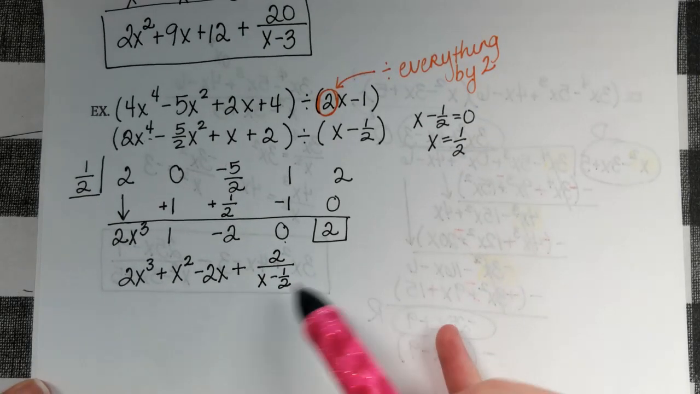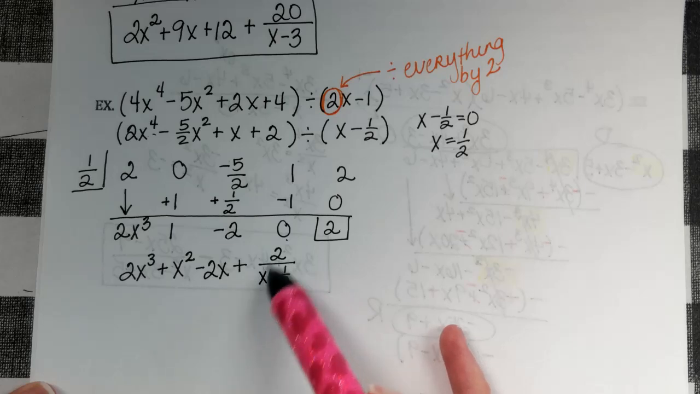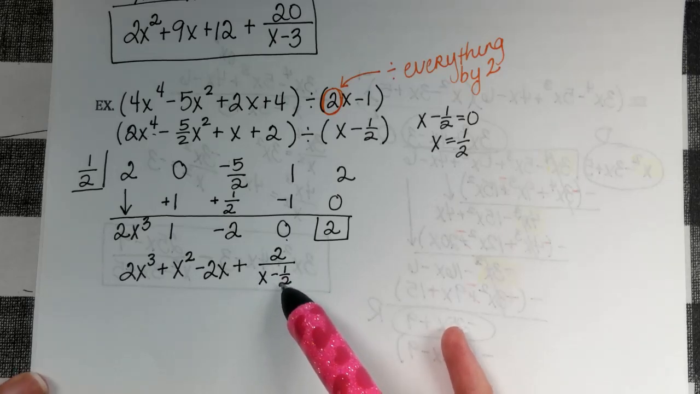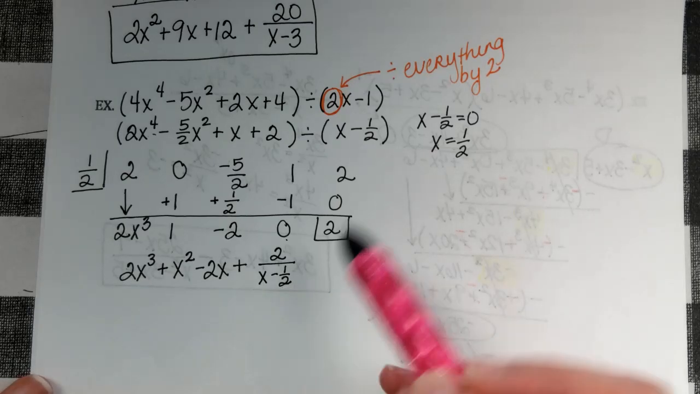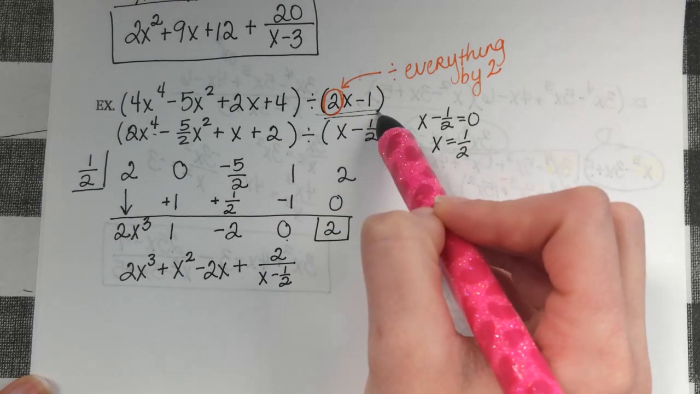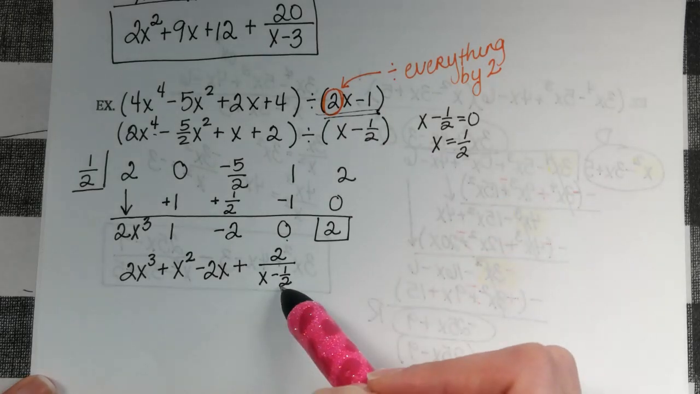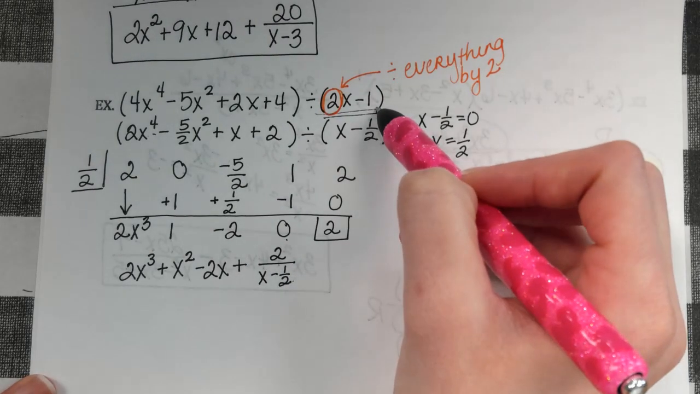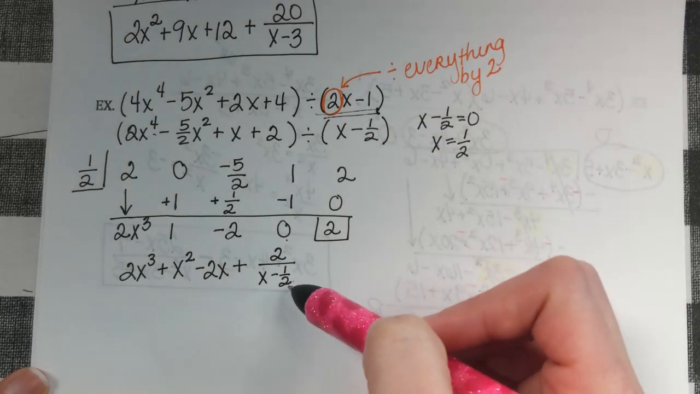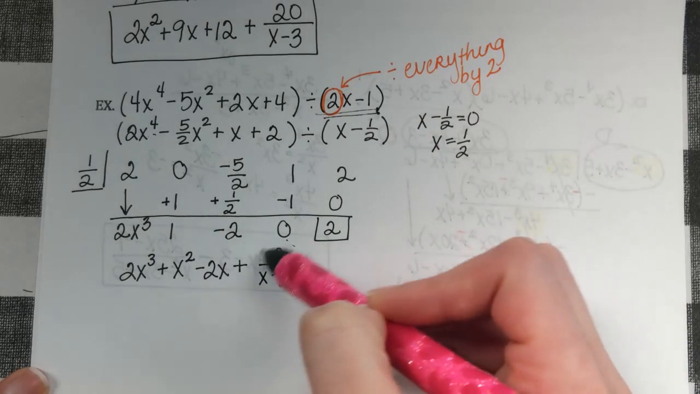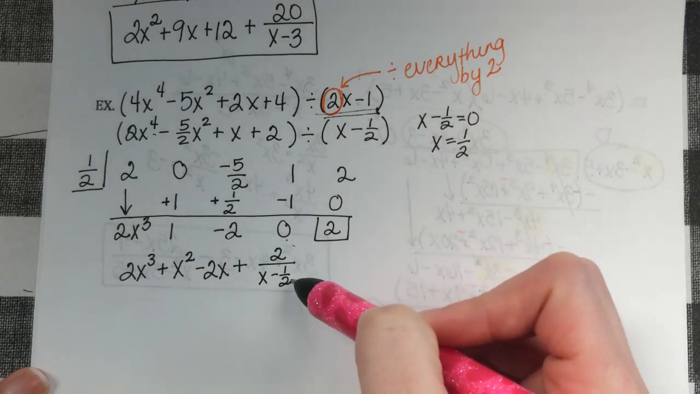Okay, but there are two things about this. X minus 1 half has a fraction in the denominator, and I'm never going to have that as a proper answer. So 1, I can't have a fraction in the denominator, and 2, my original divisor was 2x minus 1. So I need to take care of this fraction and make it 2x minus 1. What do I do with this to get it to 2x minus 1?